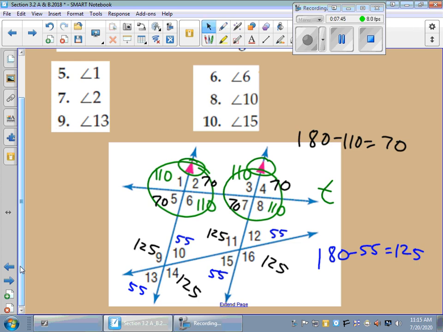So therefore, I can now look at the problem, and I know I found every single angle in all the clusters. So I will now be able to answer the questions above.